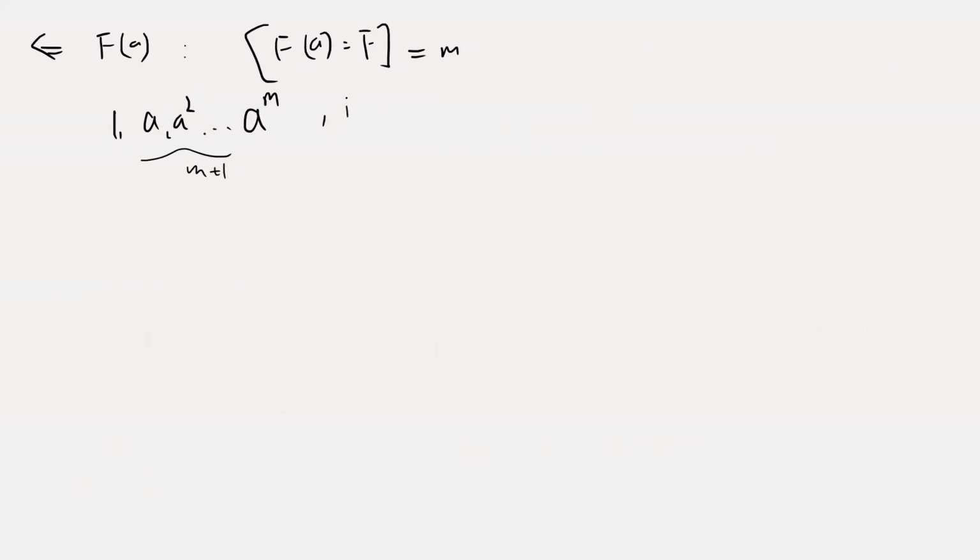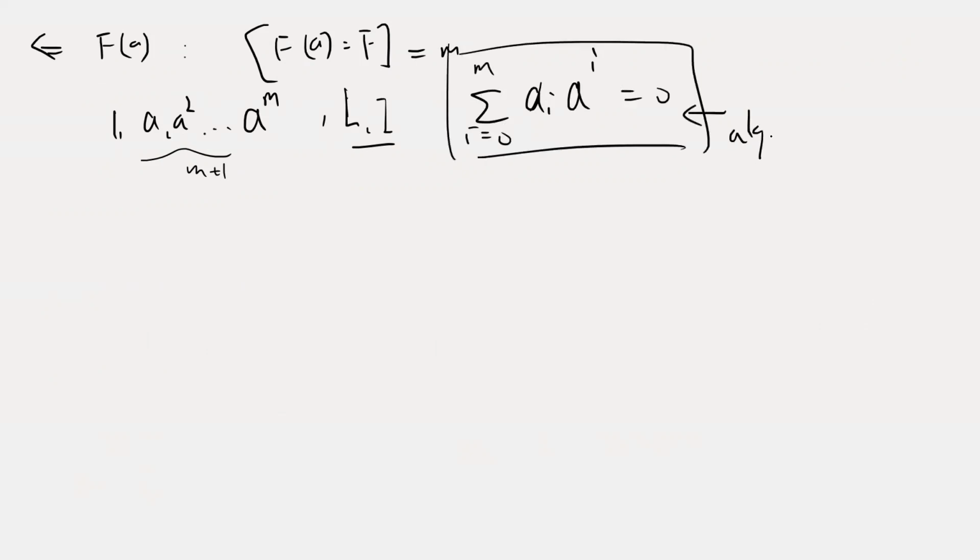If F(A) is a finite extension, let's say of degree M, then you can collect 1, A, A squared, up to A to the M. Because the dimension is M, these M plus 1 elements must be linearly dependent. So you can find alphas, alpha i for i from 0 to M, such that the linear combination is 0. That means A is algebraic, which means it becomes a root of a polynomial.